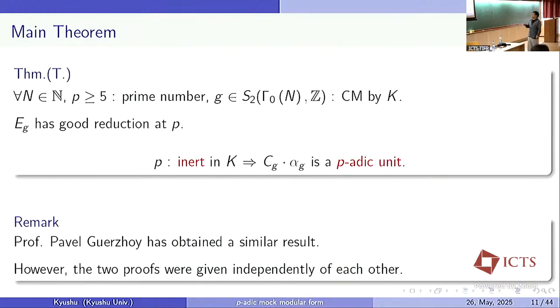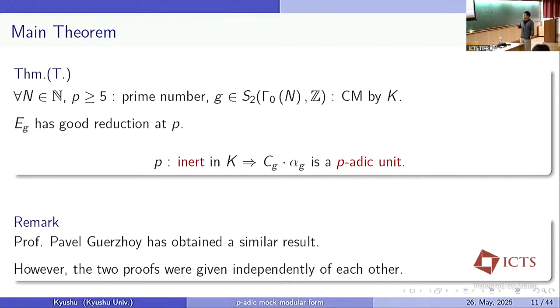Now I introduce the main theorem. Let n be a natural number, and p be a prime number greater than or equal to 5. And g is in S_2 Gamma_0(n) with CM by K. Furthermore, we assume that E_Z has good reduction at p. I showed that if p is inert in K, then C_Z times alpha Z is a p-adic unit. And we note that Professor Pavel Gale-Choi has obtained a similar result. However, the two proofs were given independently of each other.